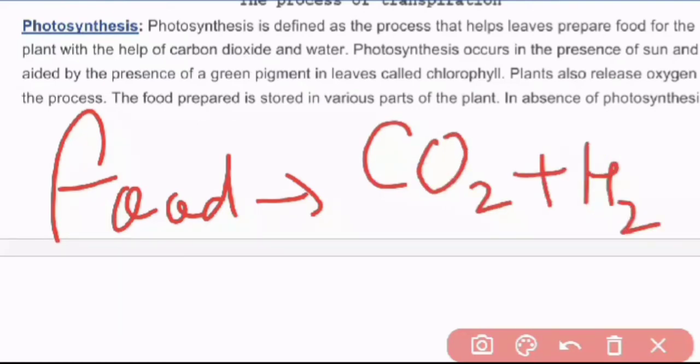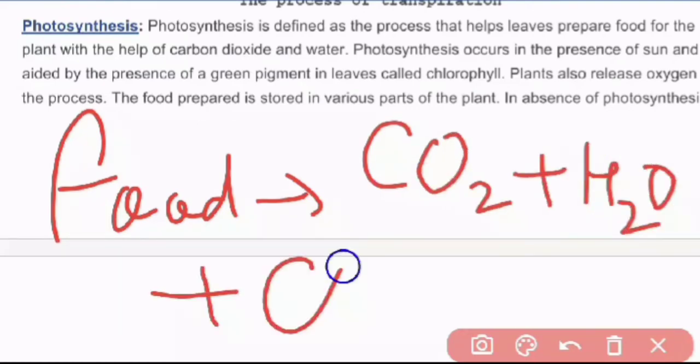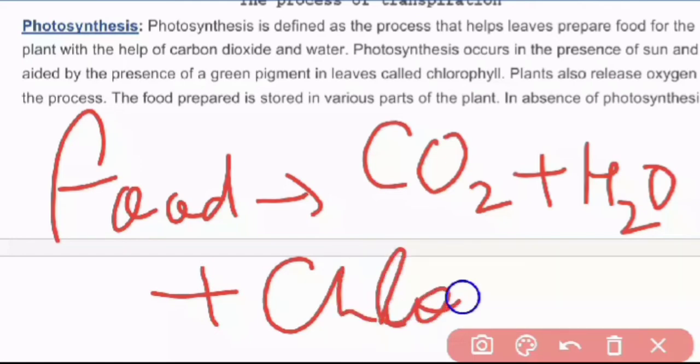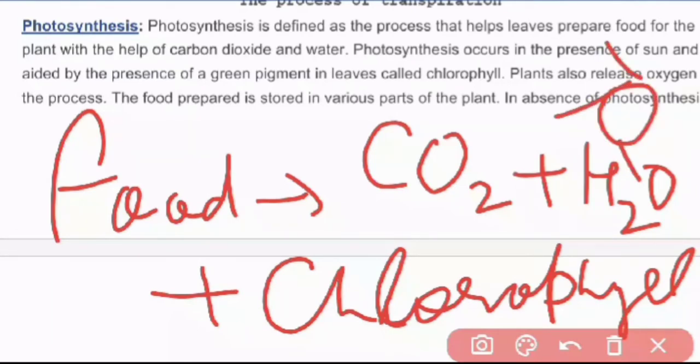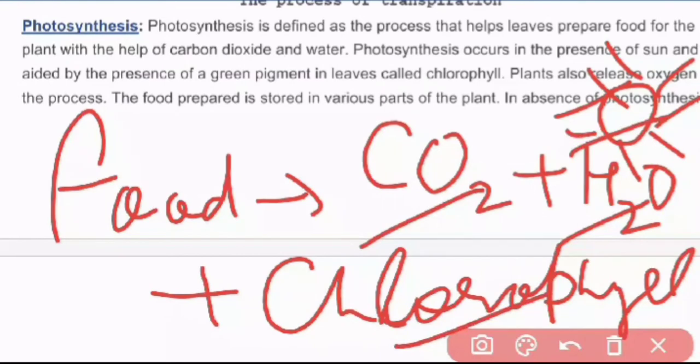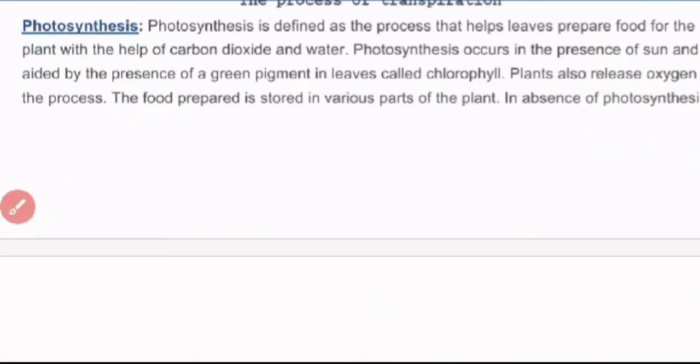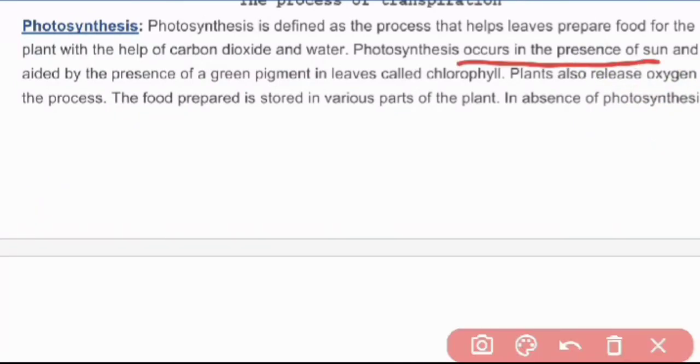and chlorophyll and sunlight. Okay, carbon dioxide, water, chlorophyll and sunlight. These are the important things which are very important for the formation of food in plants, and that process is called photosynthesis. So photosynthesis occurs in the presence of sun. Sun is very important for the process of photosynthesis.